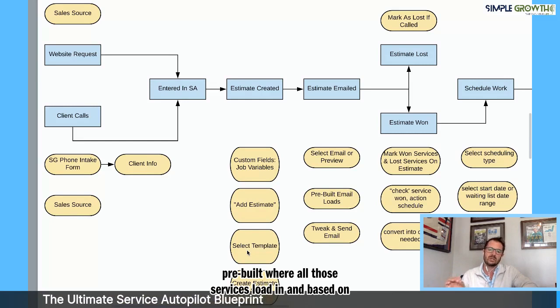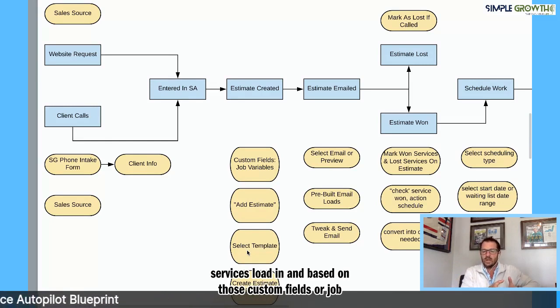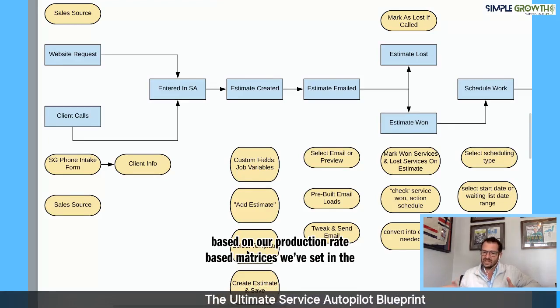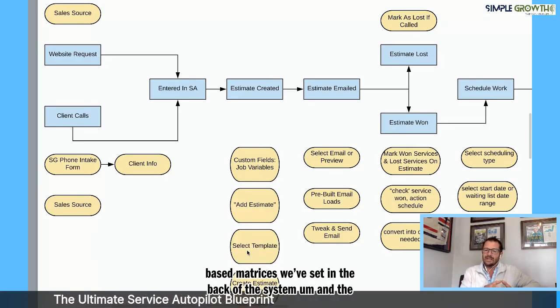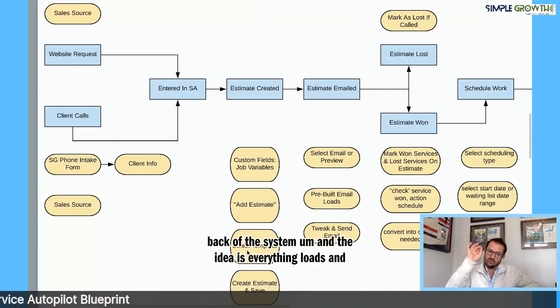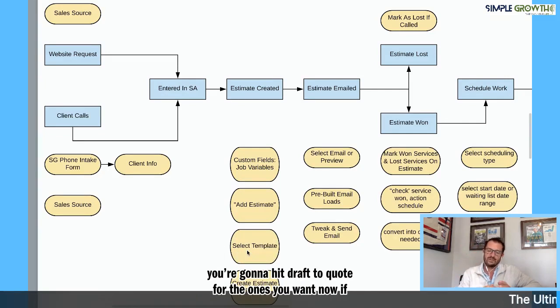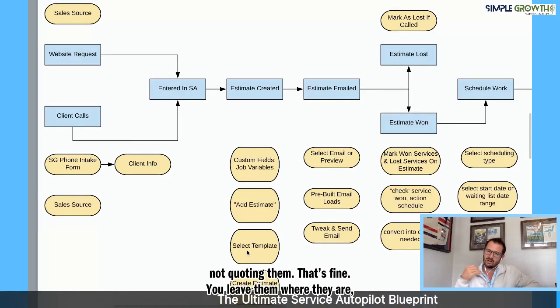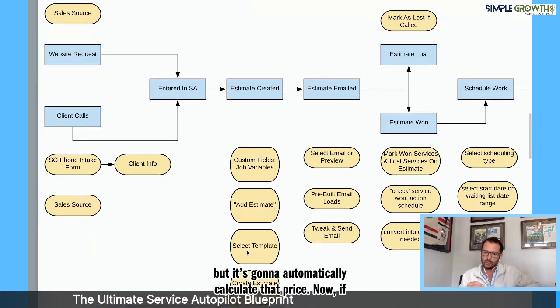And based on those custom fields or job variables, it is going to automatically calculate a price based on our production rate based matrices we've set in the back of the system. And the idea is everything loads and you're going to hit draft a quote for the ones you want. Now, if some of those services populate a price and we're not quoting them, that's fine. You leave them where they are, but it's going to automatically calculate that price for you.